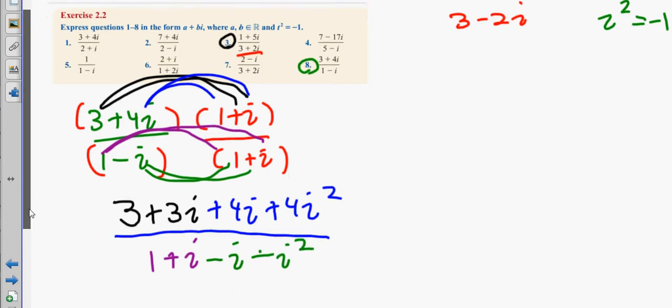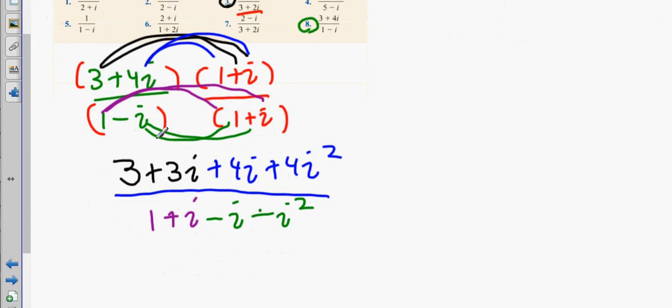Now, what happens here is, remember what i squared means. Minus i squared is going to be plus 1. Plus 4i squared is going to be minus 4. So we're going to get 3 minus 4, which is minus 1. 3i plus 4i being 7i. And then over here we're going to get 1 plus 1. It's going to be all over 2.